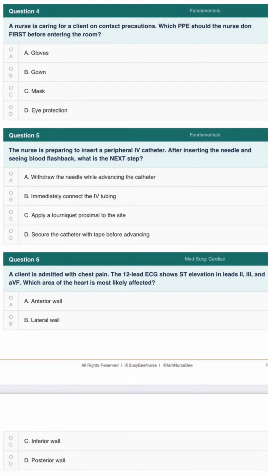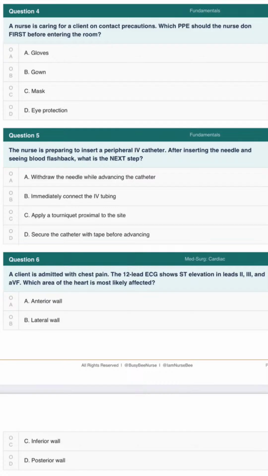In this case, you would put on the gown first, and this is for contact precaution. And this is the rationale behind it: the gown is donned first to protect your clothing and skin before applying other PPE.